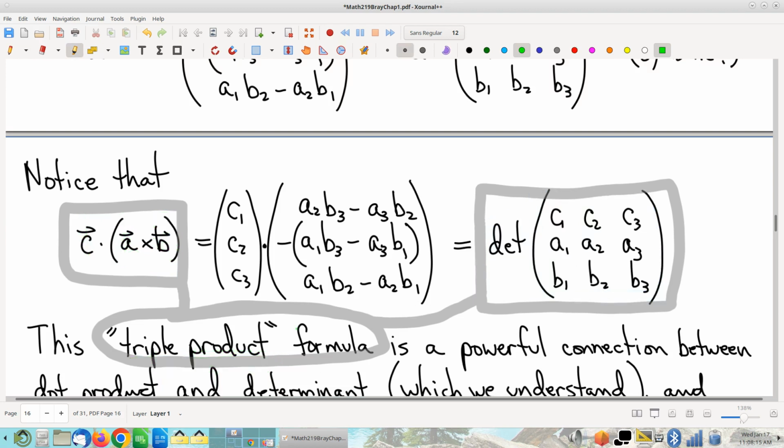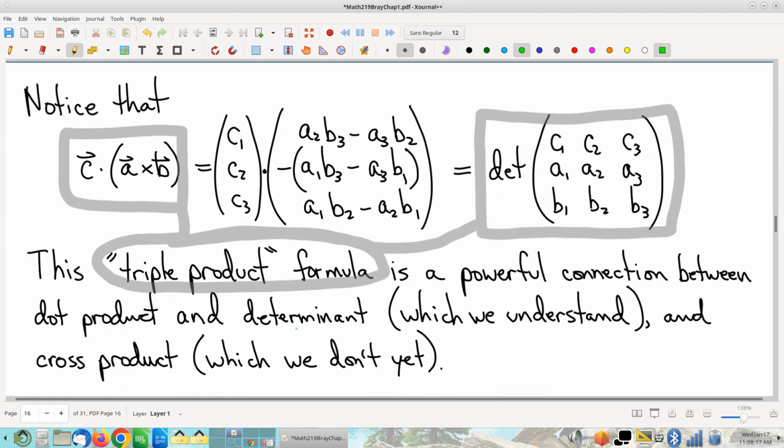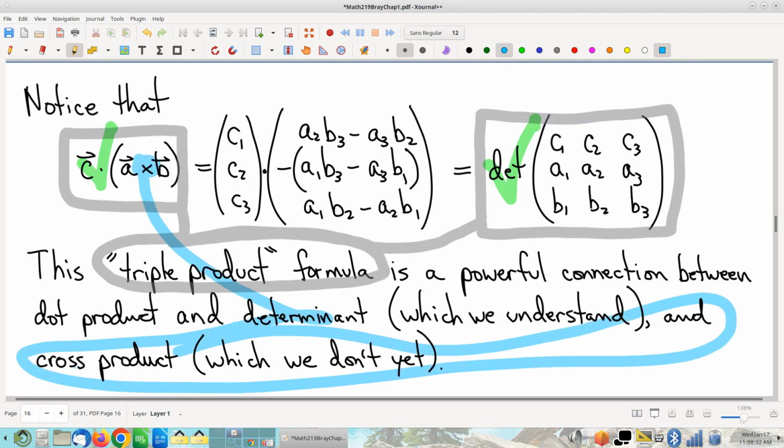Okay. What we're going to do with this is we're going to use the fact that we know some powerful results about determinants and some powerful results about dot product, and we're going to use this to learn about the cross product. I say we're going to. The proofs that I'm not going to have time to go through will use this formula to draw powerful conclusions about cross products. So that's just a little foreshadowing.